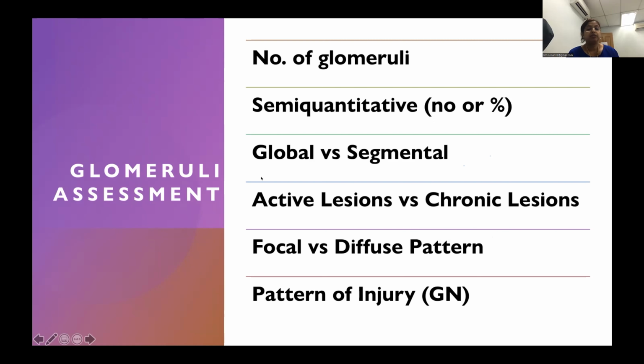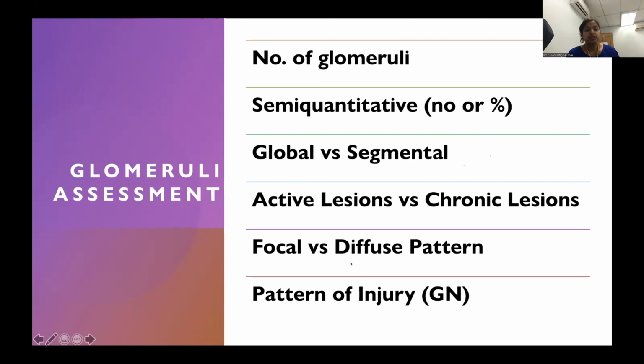And I have also divided the glomerular areas into active lesions and chronic lesions. So if you remember this, I think it should be easy for you to handle in any situation, let it be native or even transplant. You can use this as a guide, and I think it's quite helpful.